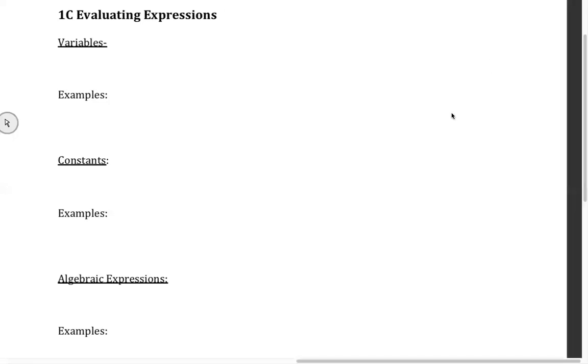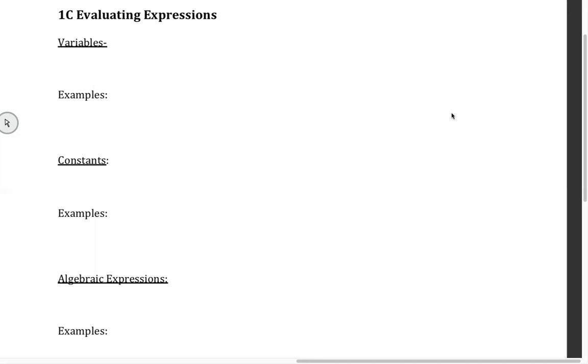All right, so let's go over 1C evaluating expressions. Mackenzie, do you know what evaluate means? Doesn't it mean to like simplify? In a sense. Do you think you could be more clear on what evaluate means? Because we have evaluate and we have simplify, and I'm trying to figure out what's the difference. Because evaluate does mean simplify in a sense, to like break down problems.